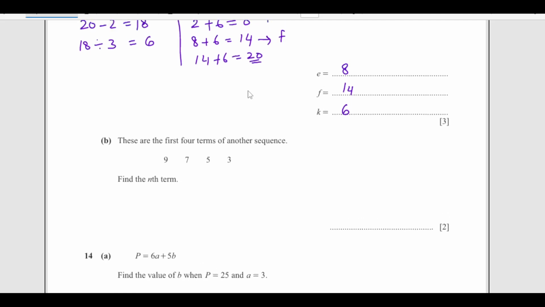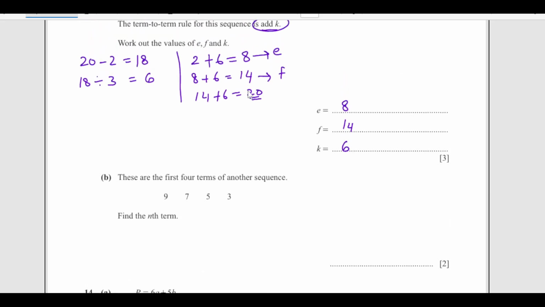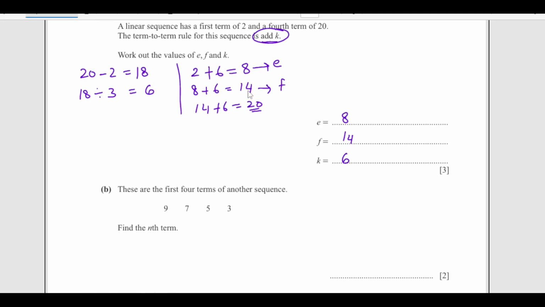These are the first 4 terms of another sequence. Read carefully and underline the keyword, this is another sequence, not this one. So, 9, 7, 5, 3, find the nth term. First find the difference. As you can see it is decreasing by 2, so it is minus 2, minus 2, minus 2. That means the nth term should be a multiple of negative 2n, right.